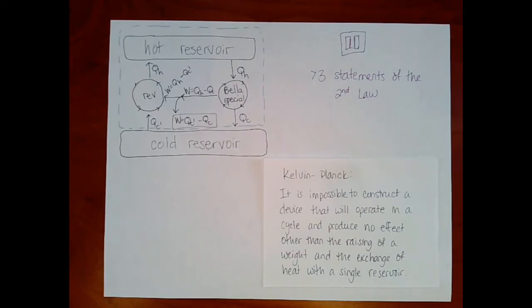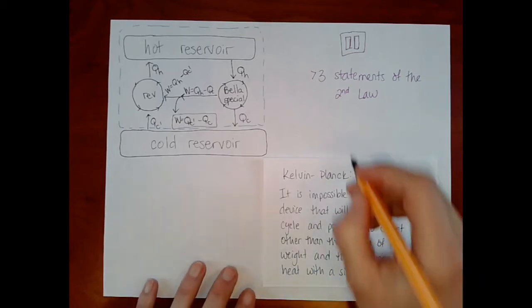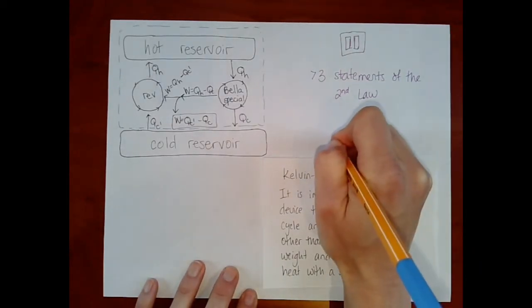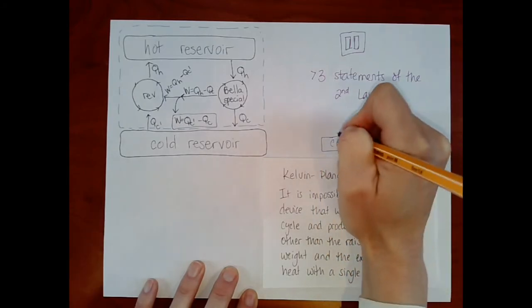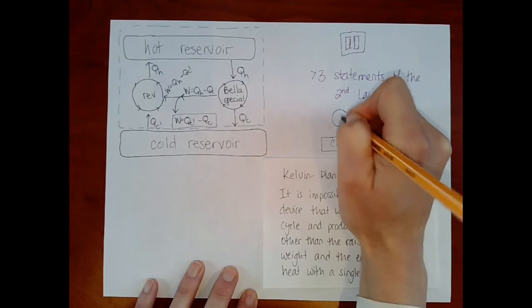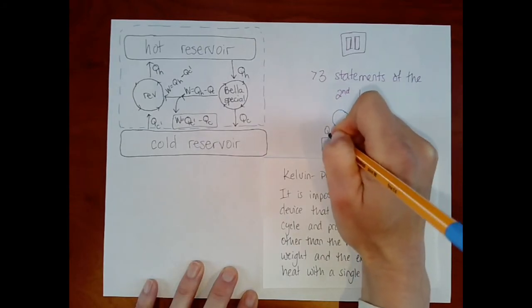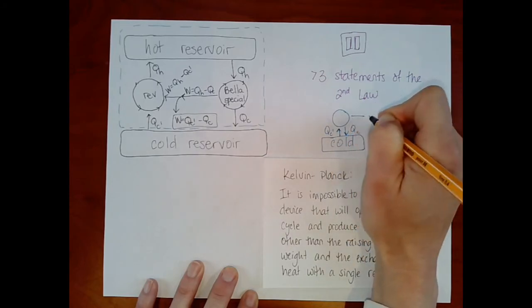And when I summarize what's happening around this system boundary, I see that there is a cold reservoir and there's some system that has a net exchange with this cold reservoir and is producing work.